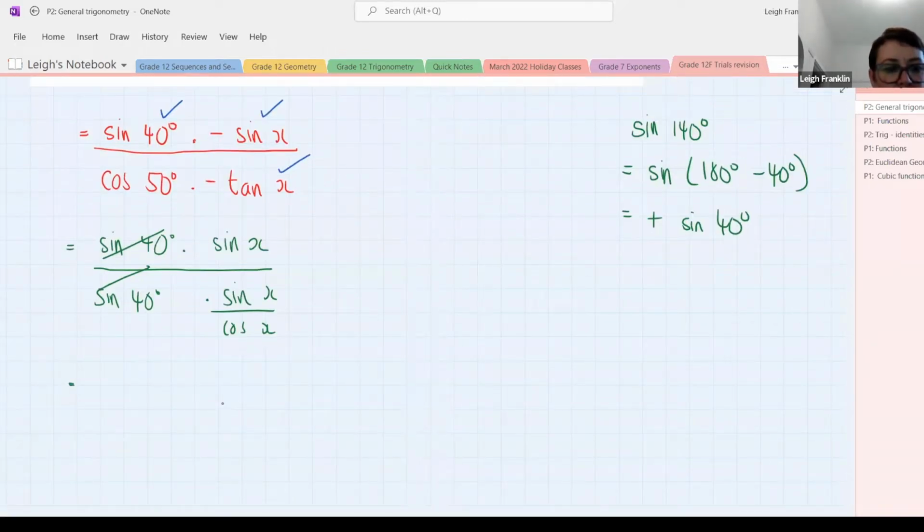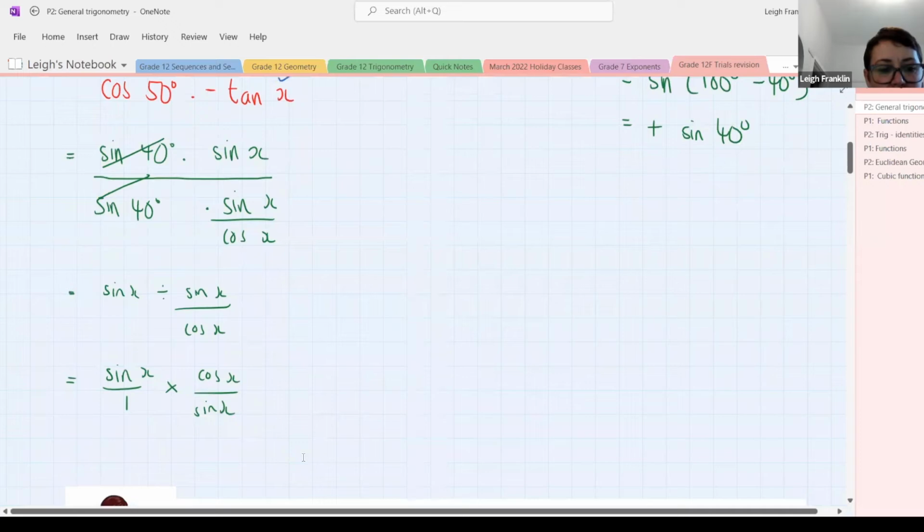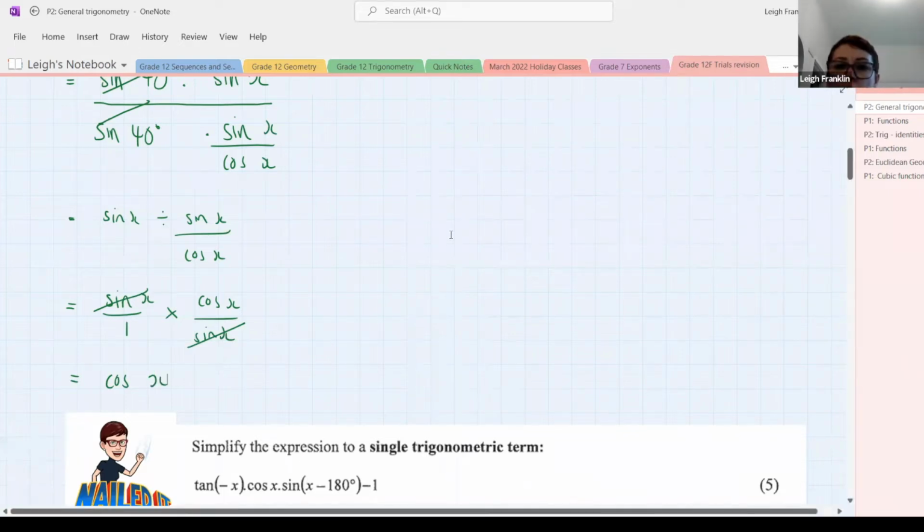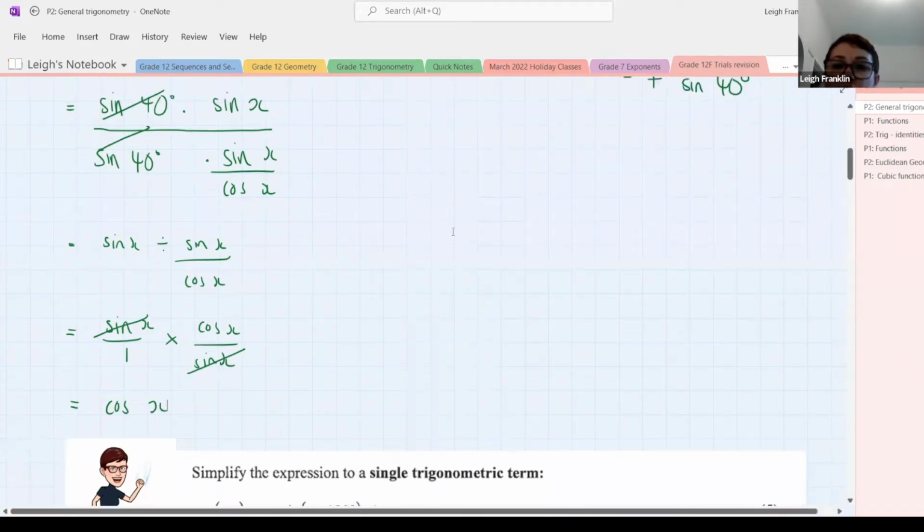And now I've got sine x divided by sine x over cos x. So now I'm going to keep the first one the same, which is sine x over 1, change the divide into a times, put the cos x at the top and the sine x at the bottom. Quite right, guys. And then sine x divided by sine x leaves me with an answer of cos x. So why does it change to sine 40?